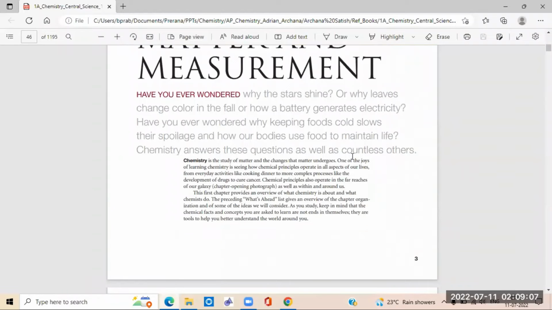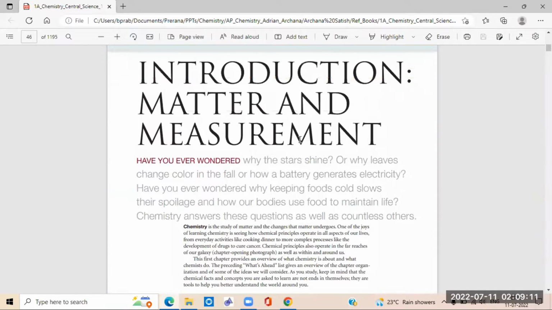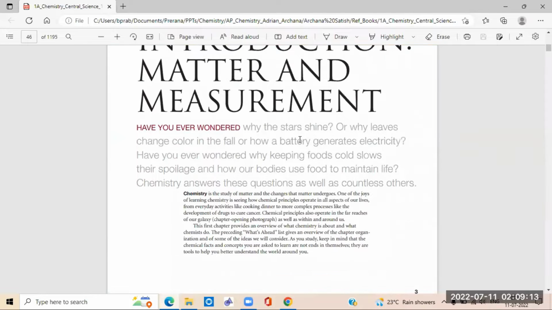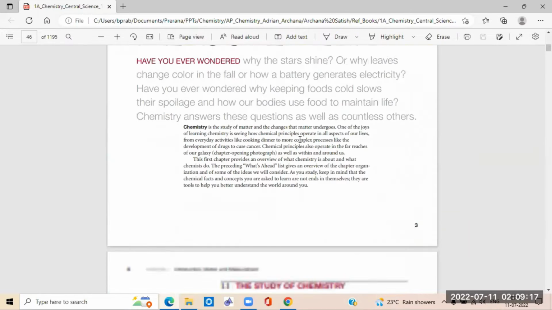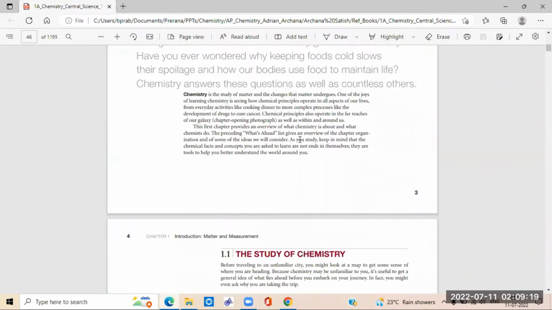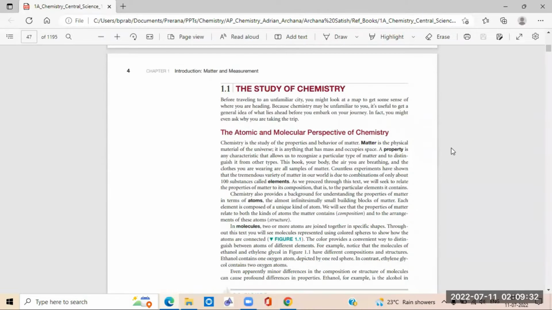This is actually the first lesson, the introduction: matter and measurements. Whenever we study this, it is nothing but the study of matter. All the things around us which have mass and occupy space are called matter. When we study chemistry, the most important thing is we start with the very simple, physical, smallest minute particles.